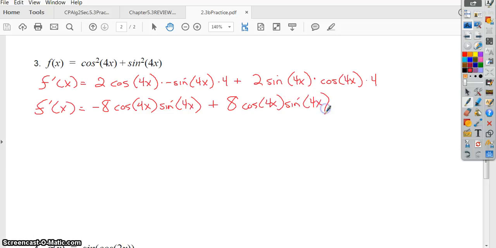And we actually can simplify this one because we have an 8 cosine of 4x sine of 4x minus 8 cosine of 4x sine of 4x. They're the same thing, so your derivative is actually 0. So that had no slope, apparently. Okay, so that's 3.